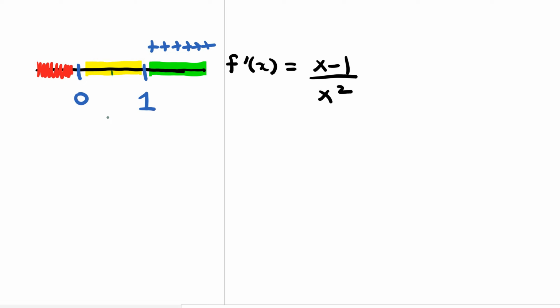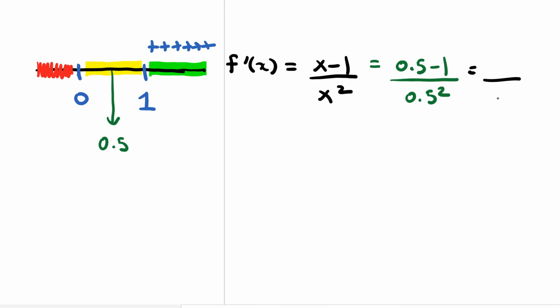And if I pick a number in this region here, maybe the safest number is 0.5. If I plug in 0.5, I get 0.5 minus 1 all over 0.5 squared. Well, clearly the denominator is going to be positive, but the numerator is going to be negative, so negative divided by positive means we have a negative region right here.